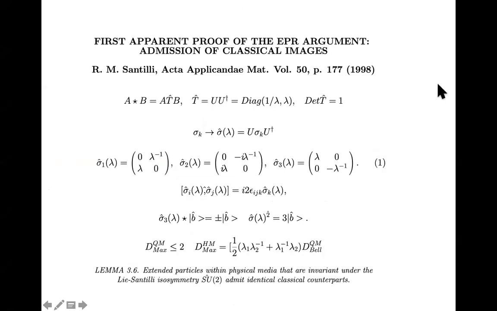We are now sufficiently equipped for a review of my first apparent proof of the EPR argument, namely the recovering of a classical image. I wrote this paper when I was at the Joint Institute for Nuclear Research in Dubna, Russia, with a hospitality that I keep acknowledging with appreciation. This was 1994. The paper was eventually published in 1998 by Acta Applicandae Mathematicae.